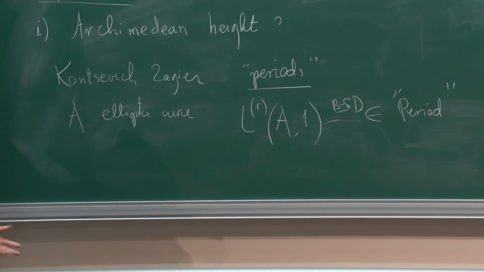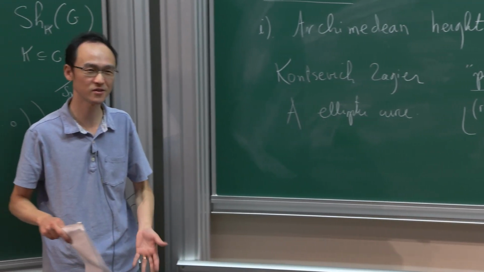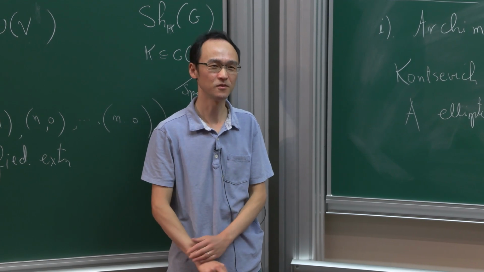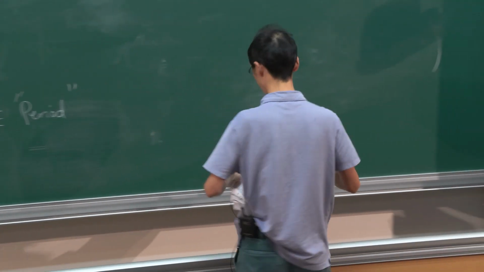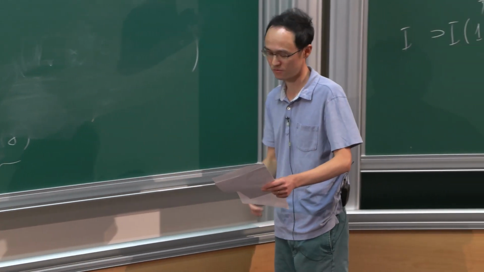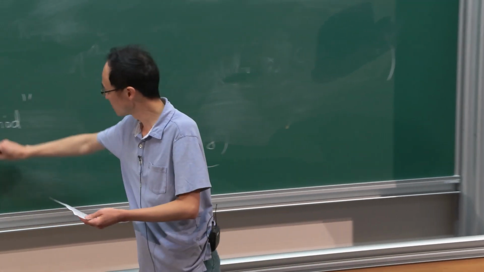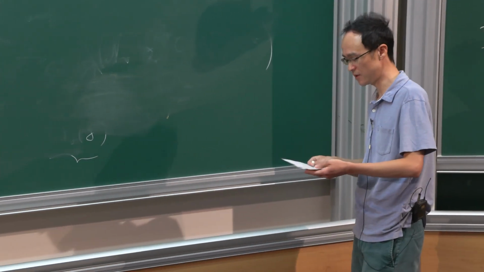This is not surprising in some sense, because the height pairing essentially measures some complexity of a mixed Hodge structure. So the Archimedean height really measures how complicated your mixed Hodge structure is. So it's kind of some mixed periods, periods attached to a mixed Hodge structure.